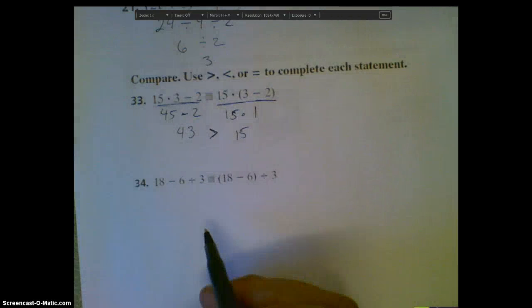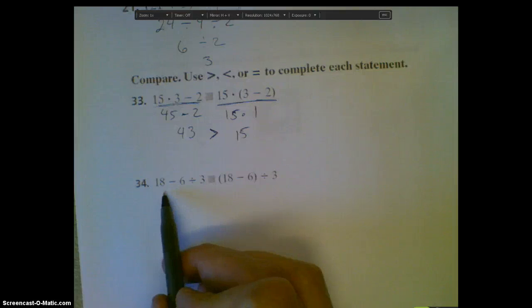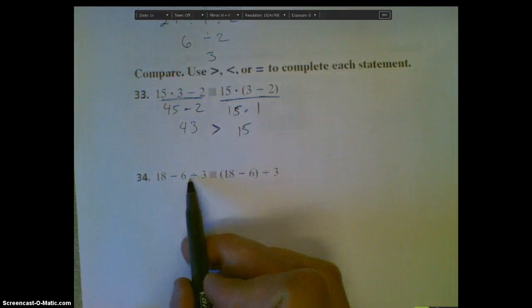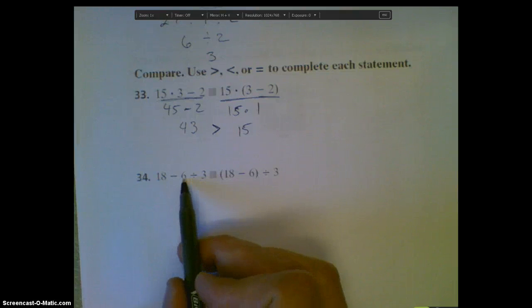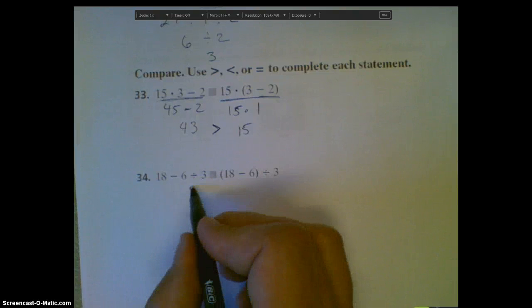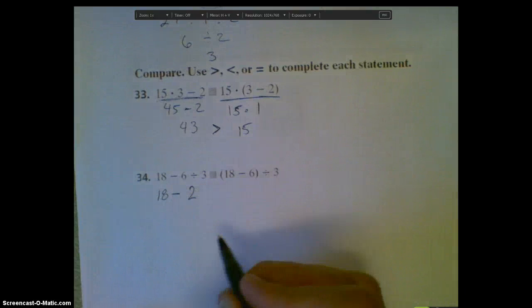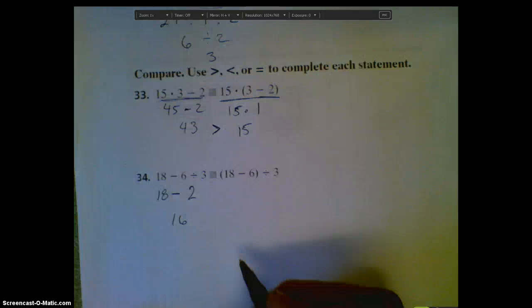Same process for 34. 18 minus 6 divided by 3. I divide first, multiplication and division first. So 6 divided by 3 is 2. I bring down my 18 and I bring down my minus sign. 18 minus 2 equals 16.